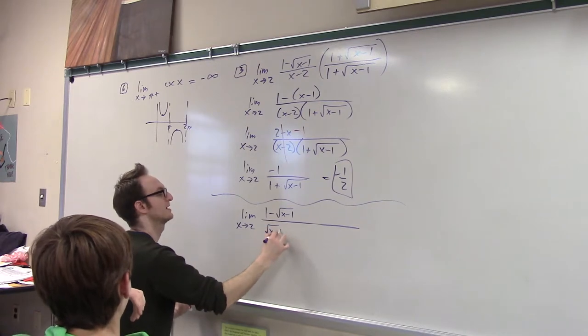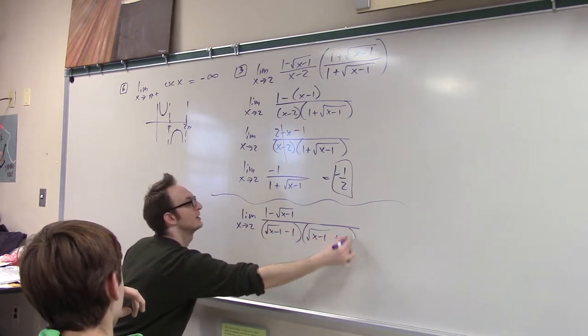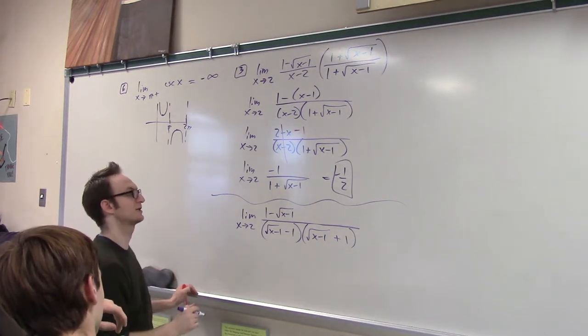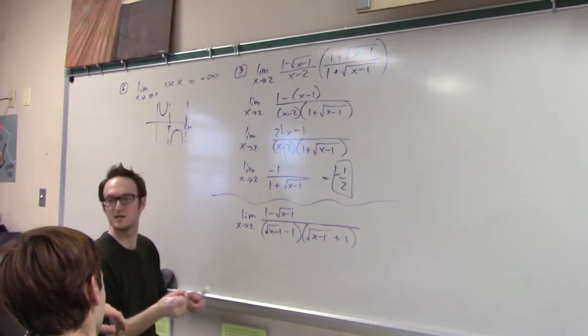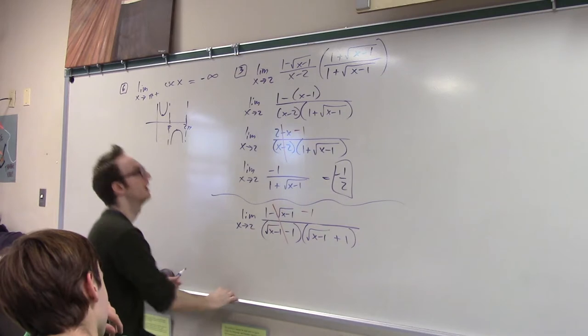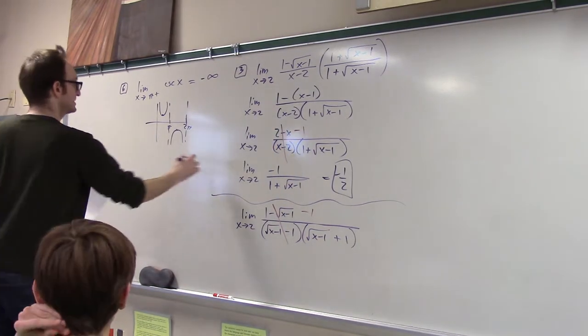Yeah. So root x minus 1 minus 1 times root x minus 1 plus 1. And if you multiply that out, you get x minus 1 minus 1, which is x minus 2. And then these two cancel. You see this? It's pretty much the same thing, well, with the negative 1, and so you end up at the same spot. Okay, cool, negative f.